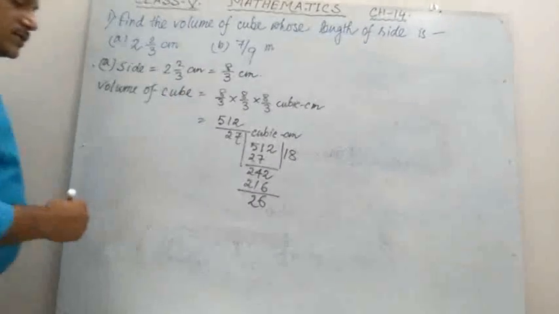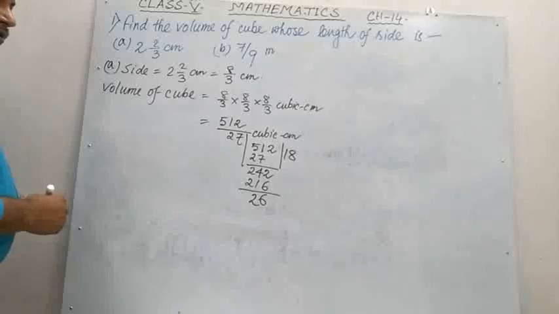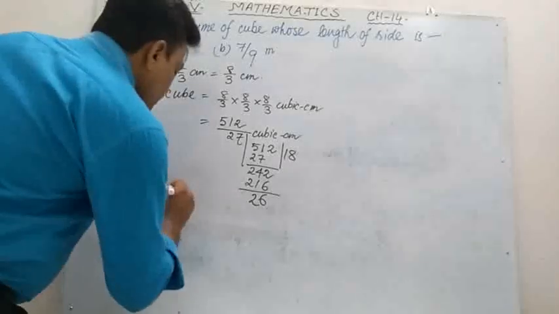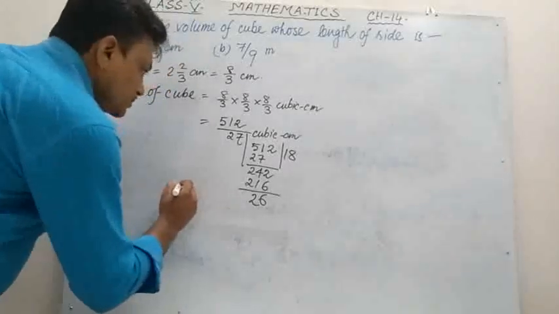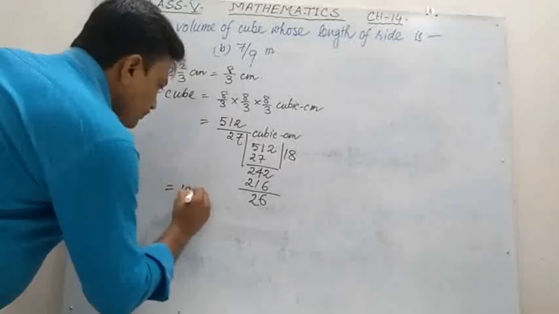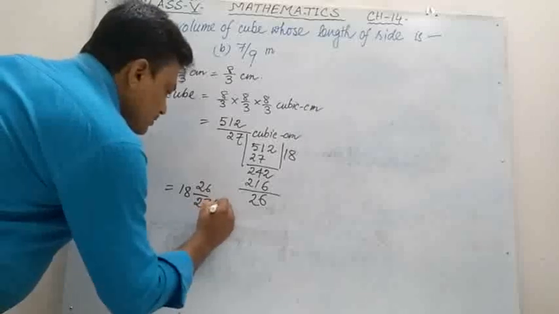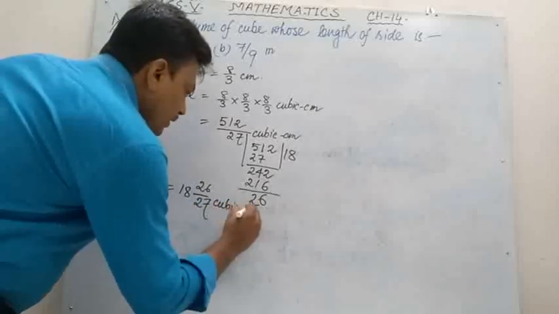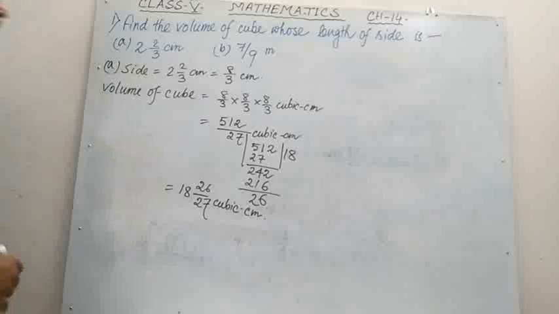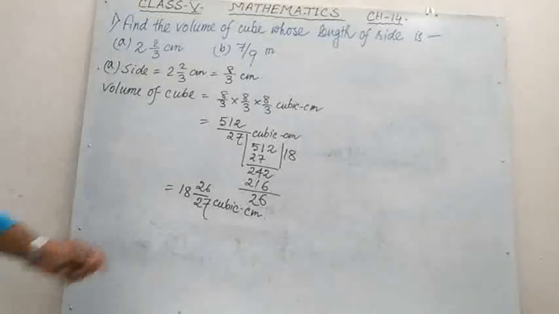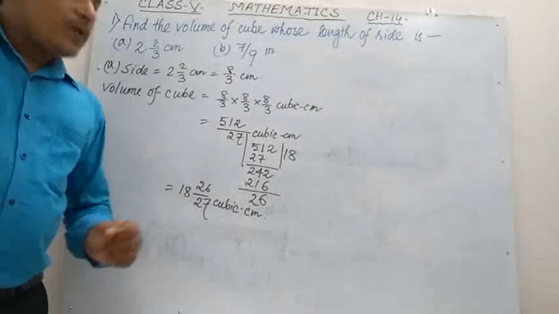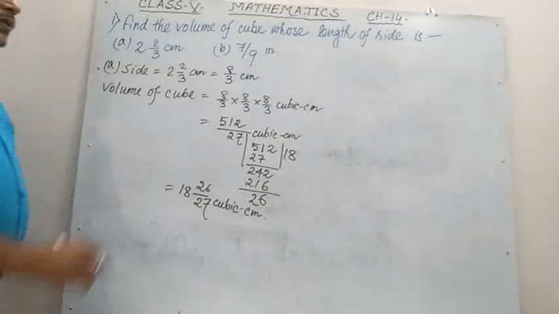So remainder is 26. So what is the volume? Volume is 18 wholes 26 by 27 cubic centimeter.